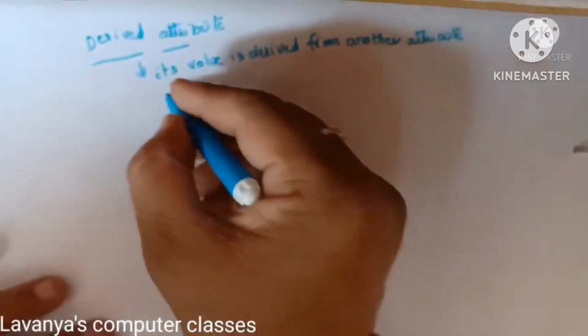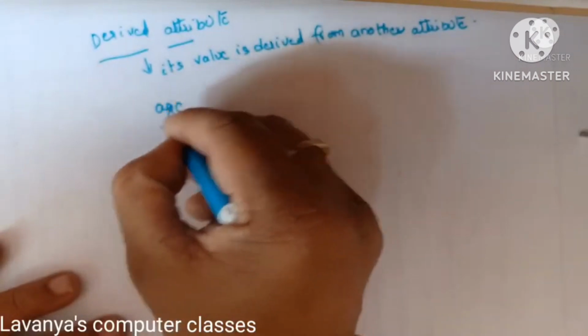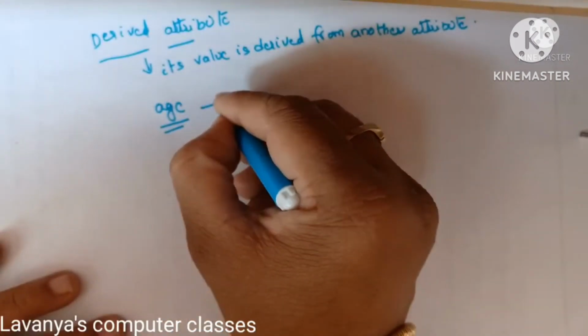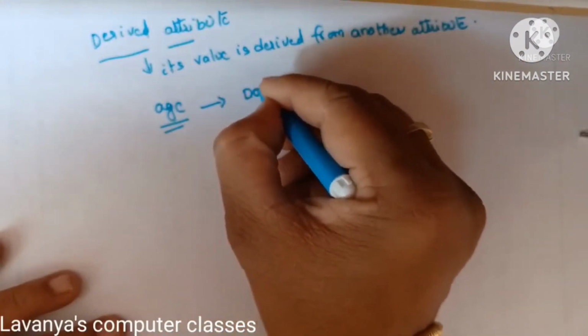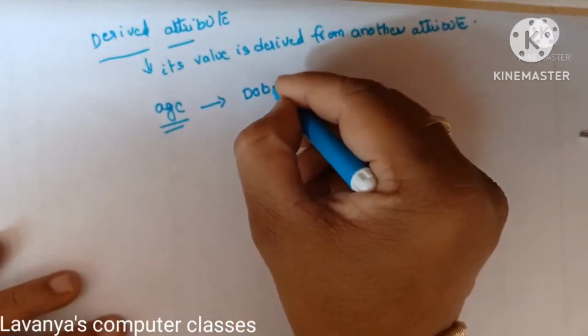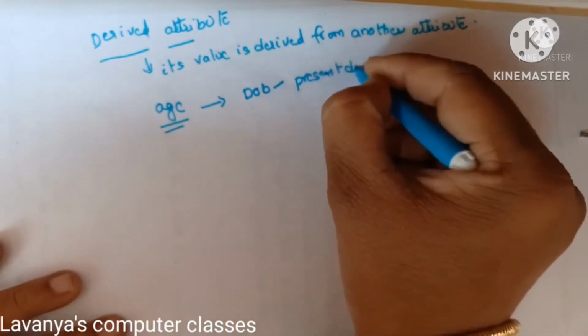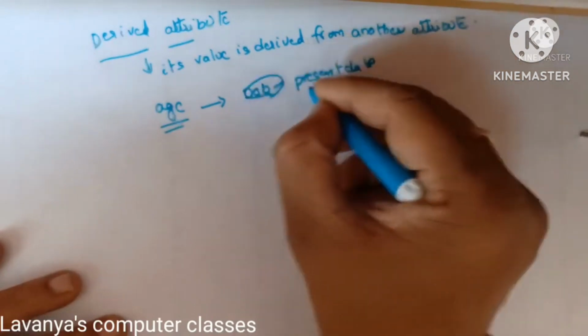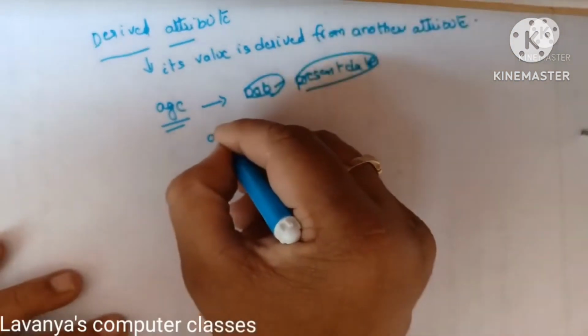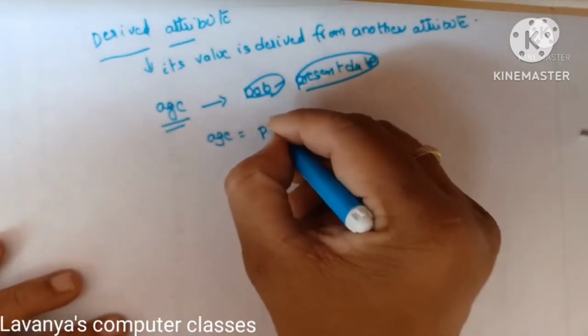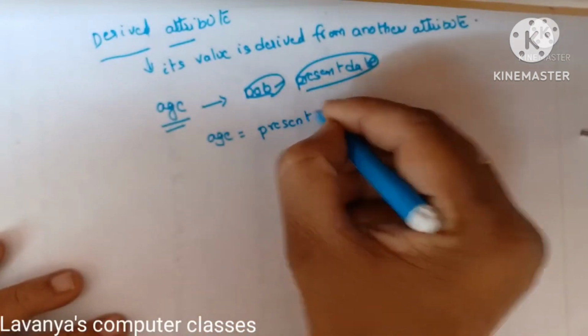For example, age. How can you calculate the age of a student or age of a person? First, if you know the date of birth and the present date, then only we know the age of a person. When is his date of birth and what is today's date? Today's date minus date of birth, then we automatically get the age.